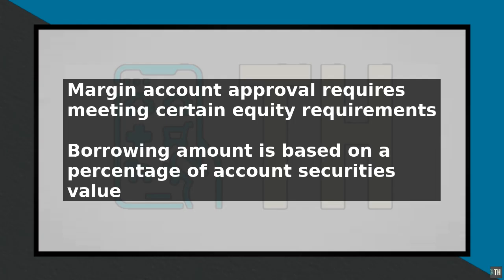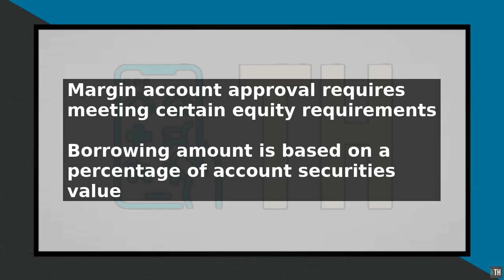You will see the available margin balance in your account, which is the amount of money you can borrow. You can borrow up to a certain percentage of the value of the securities in your account. The interest rate on margin loans varies depending on the amount borrowed and the type of account you have. To borrow money, simply enter the amount you want to borrow and confirm the transaction.